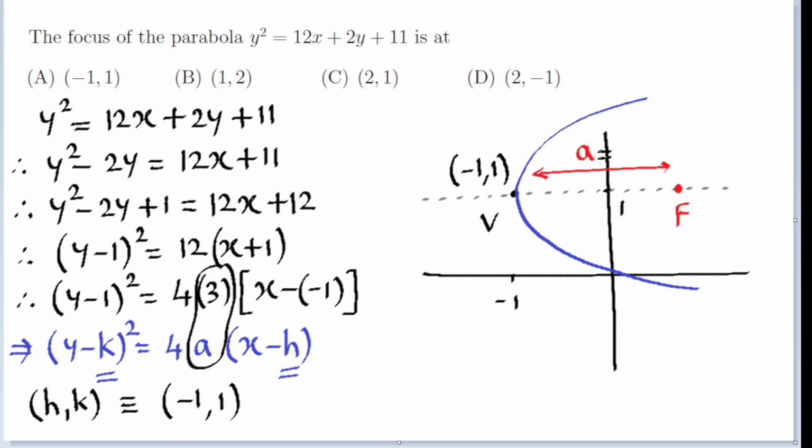So if a is 3, then we can easily find the x coordinate of the focus as minus 1 plus 3, that is 2, and the y coordinate is the same as the y coordinate of the vertex, which is 1. So the focus of the given parabola lies at 2 comma 1. Therefore option C is the correct answer to this question.